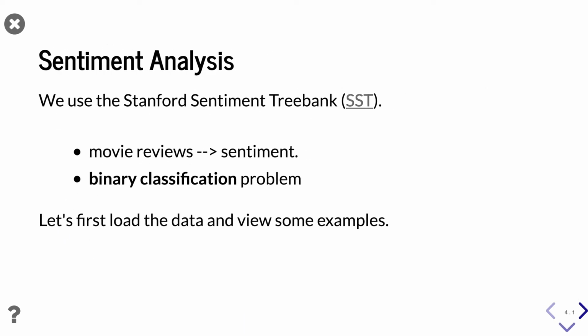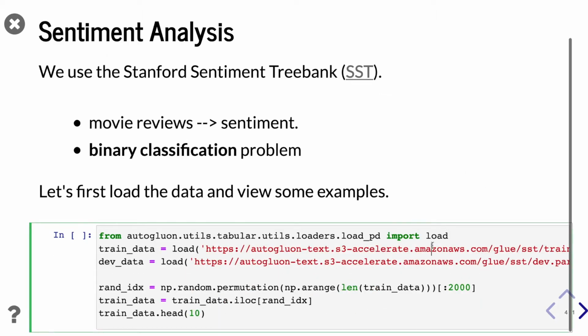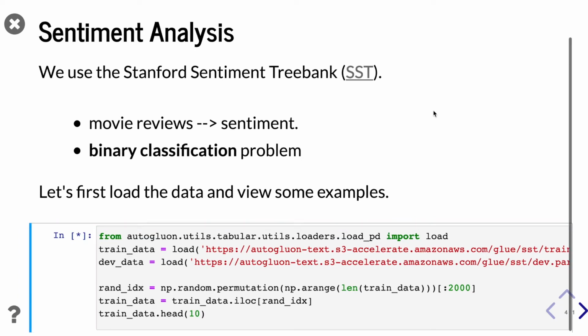For the sentiment analysis dataset, we will use the Stanford Sentiment Tree Bank dataset, which contains pairs of movie reviews and their sentiments. This dataset is a binary classification problem in which the goal is, given a movie review, we need to classify whether it contains positive sentiment or negative sentiment. Okay, so let's first load the data and view some examples.